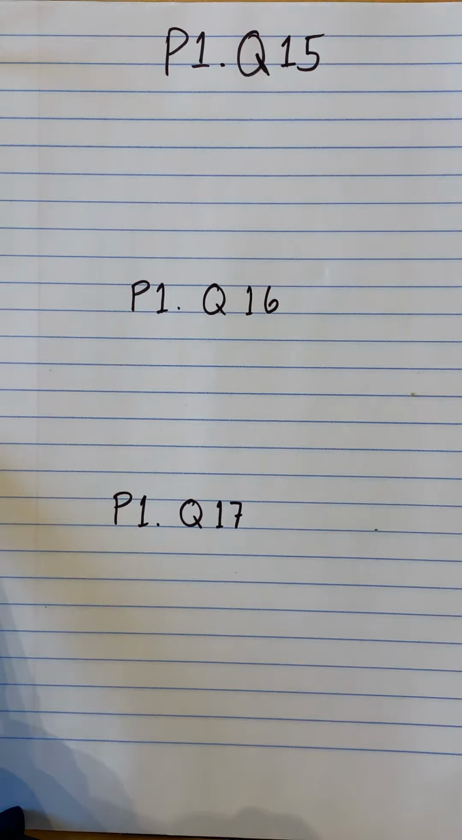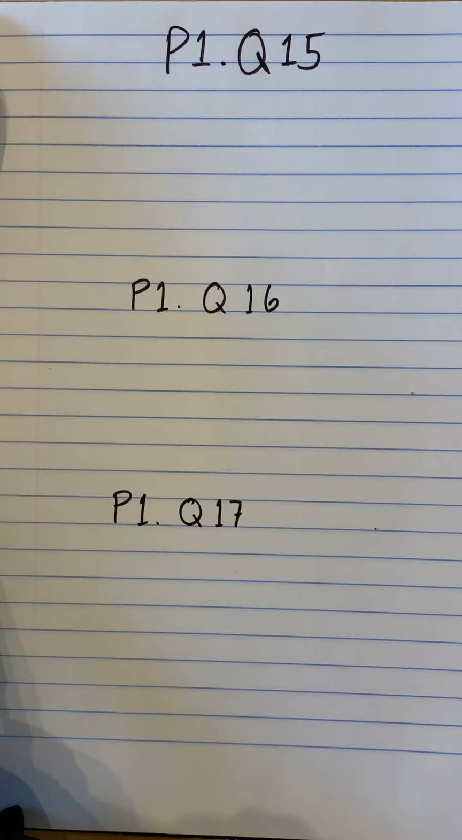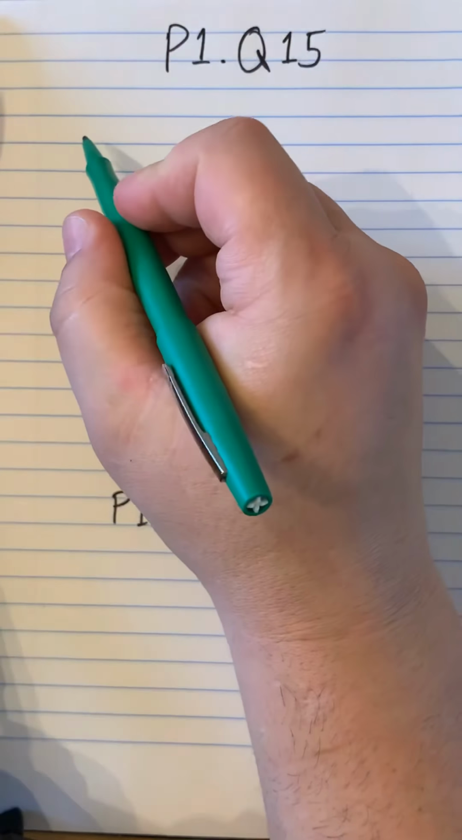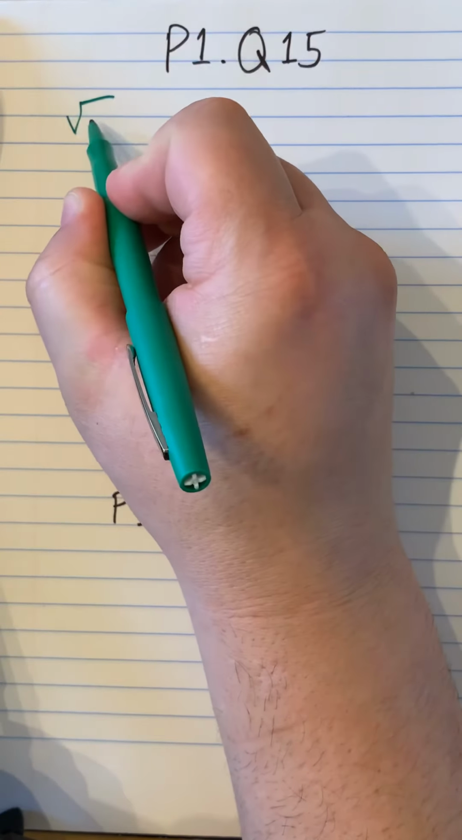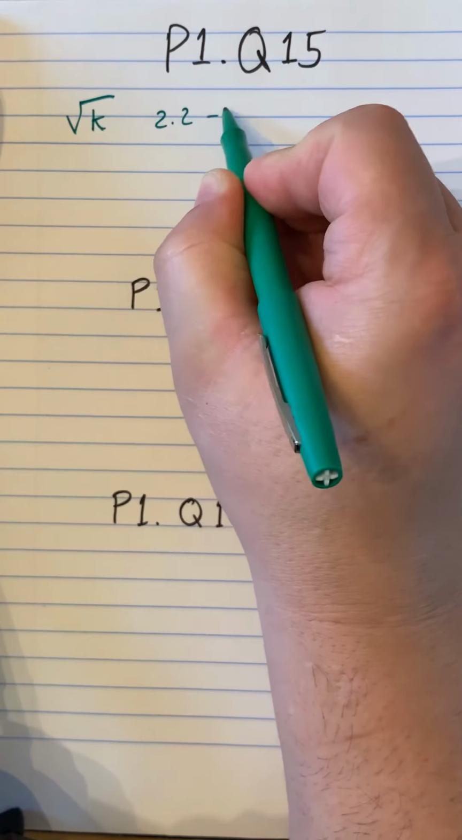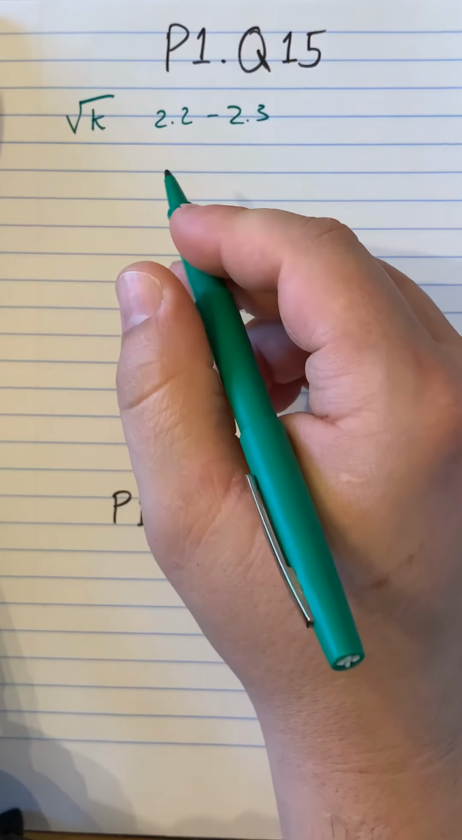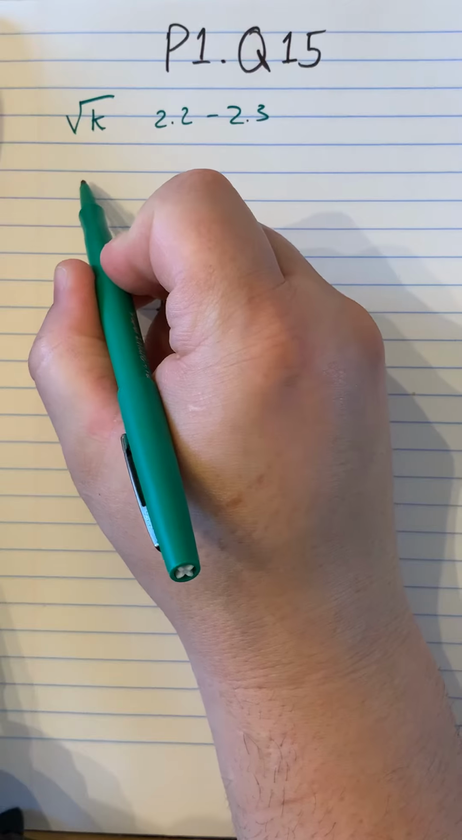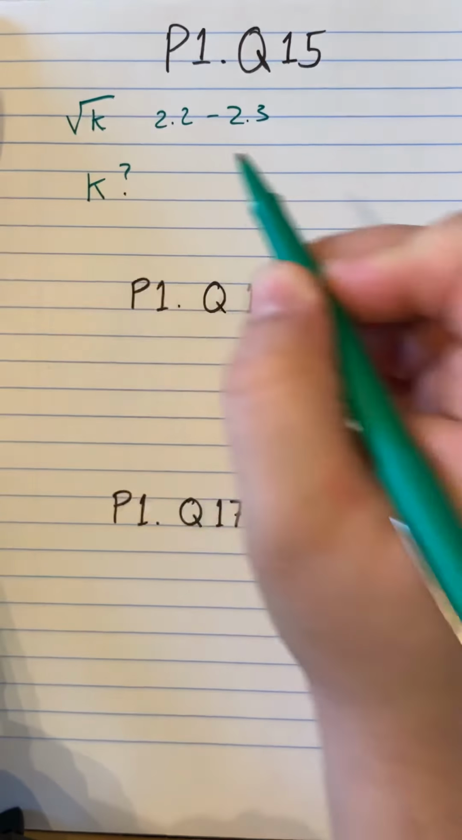All right, let's take a look at questions 15, 16, and 17. 15, while it's not very difficult, it can be a little tricky to understand what they're asking you to do. So they're saying the square root of a number, k, is in between 2.2 and 2.3. So then they're saying, where could k possibly be?